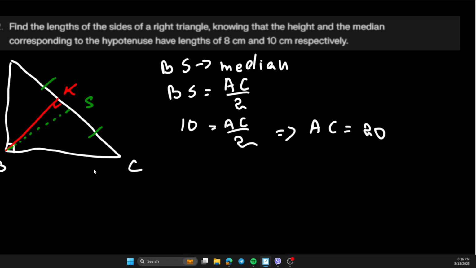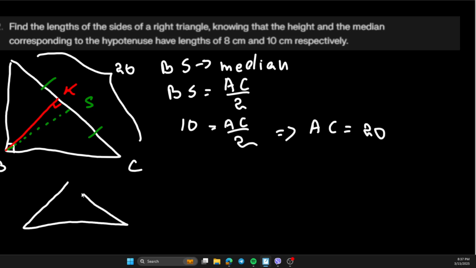Now, what can we do? If we know that AC is 20, then we can solve BC? No, we already did. With BS you just stop already, there's no more need for it. What you need is to find the lengths of the sides. So you need to find AB and BC now. You know that the whole AC is 20. I think I can draw the drawing differently so you'll be able to see it.